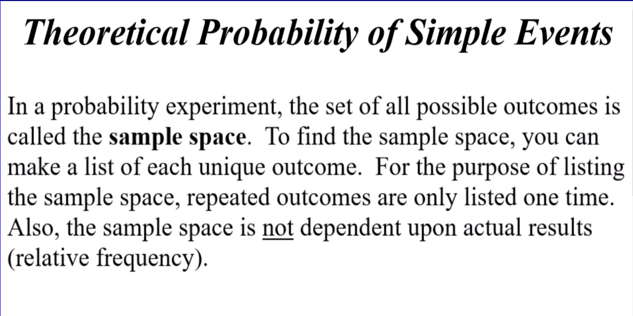Alright, follow along with me here as I read this out loud. It says, in a probability experiment, the set of all possible outcomes is called the sample space. To find the sample space, you can make a list of each unique outcome. For the purpose of listing the sample space, repeated outcomes are only listed one time. Also, the sample space is not dependent upon actual results. So it's not dependent upon a relative frequency table or anything of that sort.